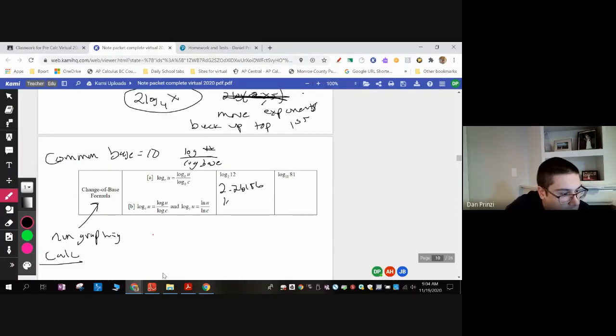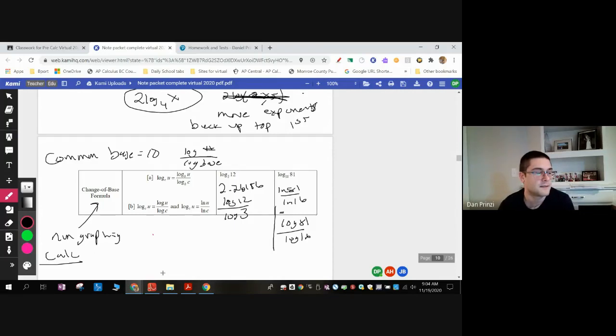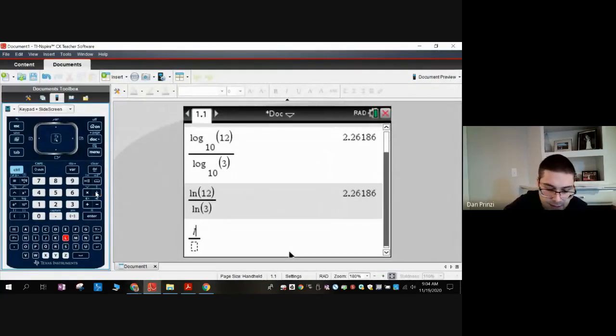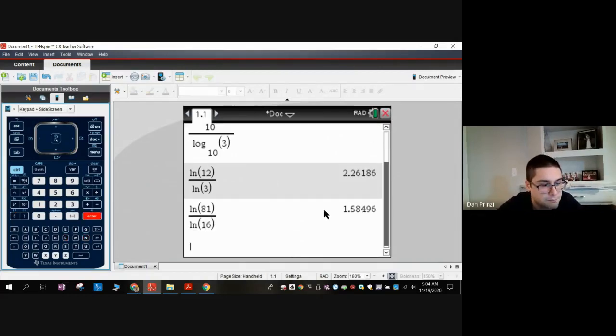Okay. Oh, so this will be written as log 12 over log 3. And even for this one, you could write ln 81 over ln 16, or you could write log of 81 over log of 16. It doesn't matter. Okay, which is just kind of cool. But this is for calculating non-base 10 on a non-graphing calculator. It's very specific. Okay, so I'd go over to my calculator, I would type in ln 81 over ln 16, and there's your answer, 1.585.